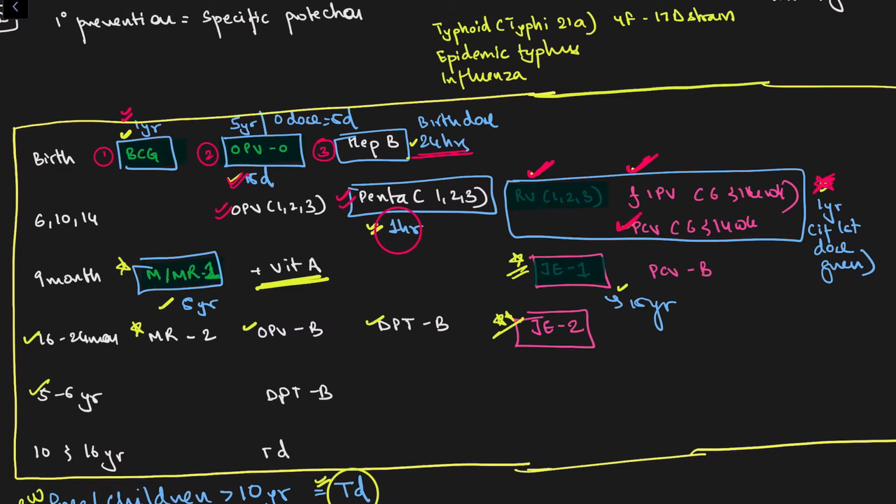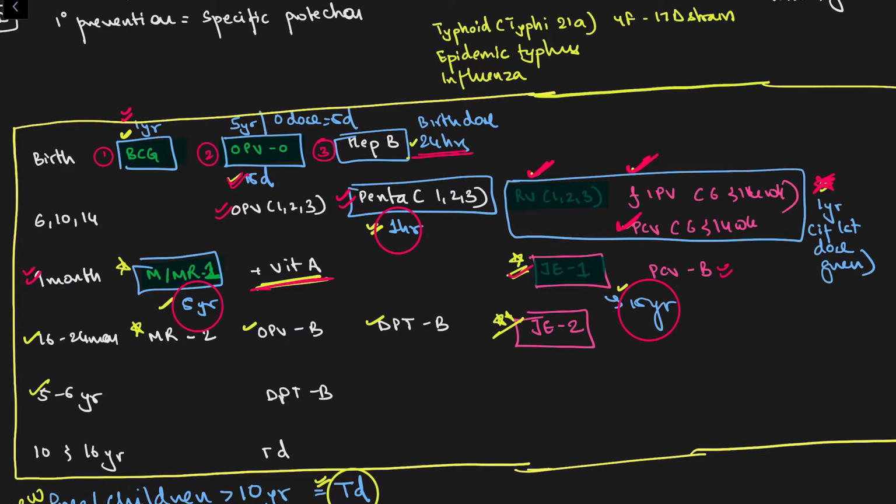Then at 9 months, two vaccines are there. First is measles and second is Japanese encephalitis, both first dose. And remember, measles vaccine is given with vitamin A. The measles vaccine can be given up till 5 years, while the JE vaccine can be given up till 15 years. And the other thing is, the pneumococcal booster dose is given.